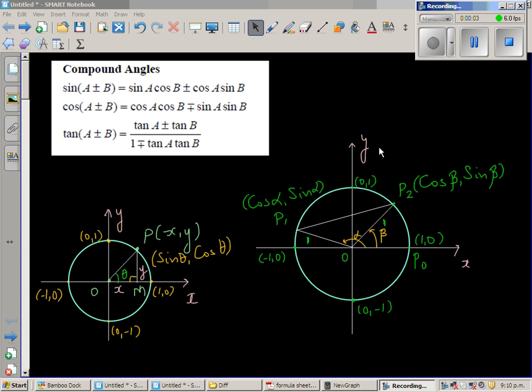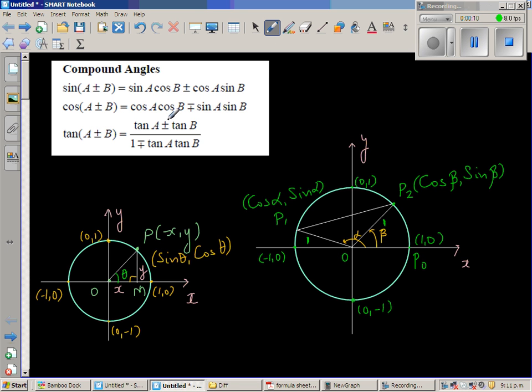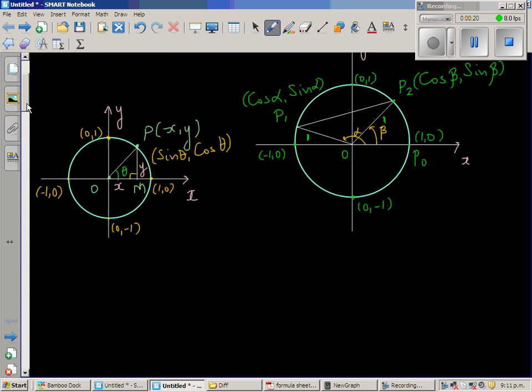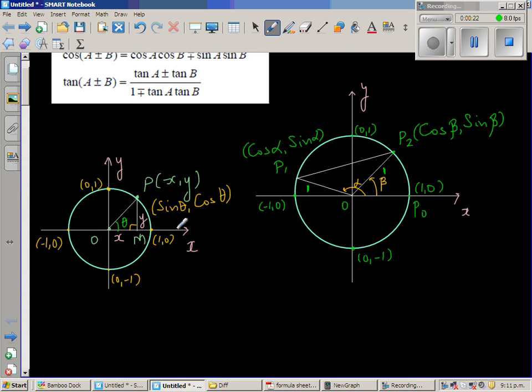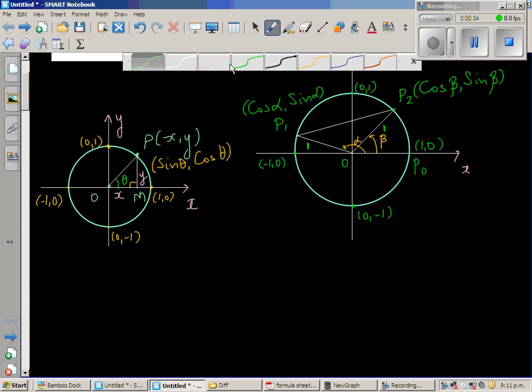In this video, I'll try to prove all these compound angle formulas. Basically, this can be proved from one formula, which is cos(A minus B). So let us get started. Here, I've drawn a unit circle. A unit circle has a radius of 1, and P is any arbitrary point having the coordinates x, y. This is pretty basic, but I'll go over the basics.